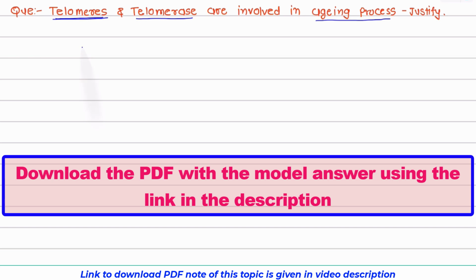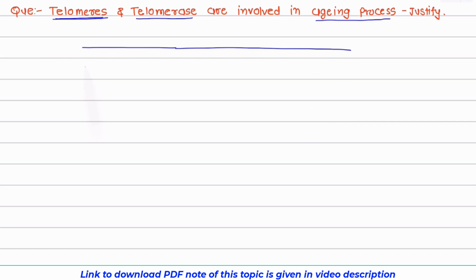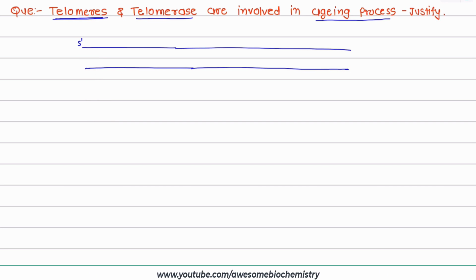We know that the human genome is a linear DNA, right? And this DNA is organized into chromosomes. So let's say this is one such piece of DNA from the human. Let's say this is the 5' end and this is the 3' end, so the opposite strand will become 3' to 5'. Now in this DNA, the central part contains all the necessary genes, so it is called the coding region.